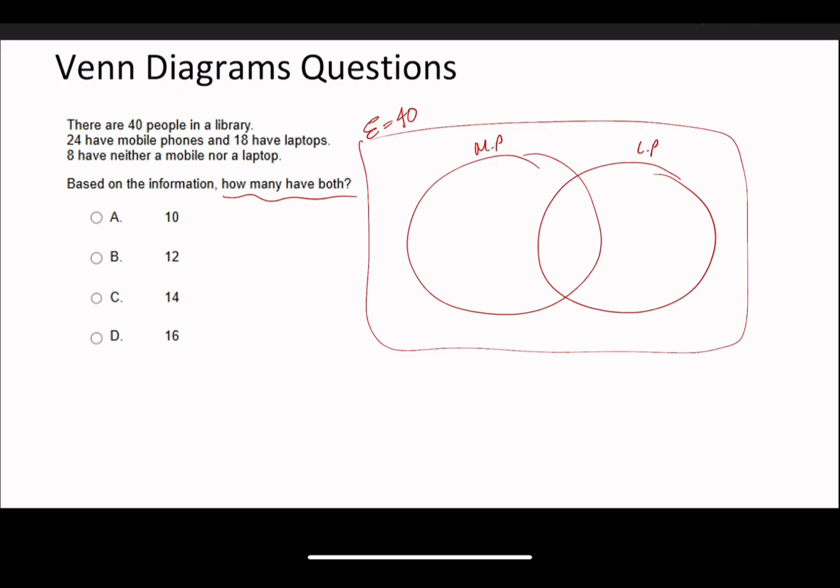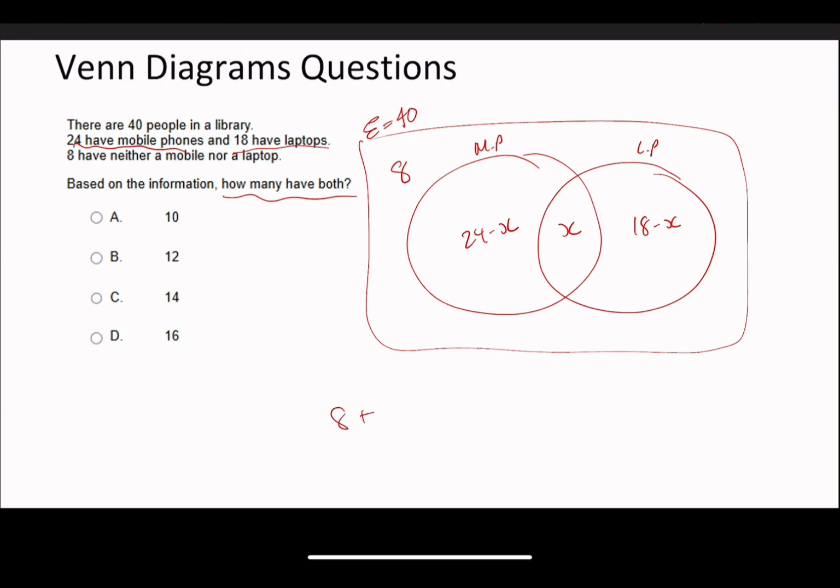Remember, that's all cool information for now, but there's nothing definitive. What we want to do with Venn diagrams is write down the definitive stuff first. 8 have neither a mobile phone nor a laptop. That's what we want. So 8 have neither. And based on what we're told here, we know in the middle there's X. We're told 24 have mobile phones and 18 have laptops, so this number over here must be 24 minus X. This must be 18 minus X. And we know that all of this must add up to 40.